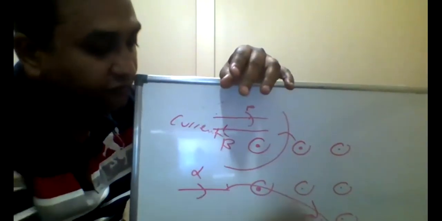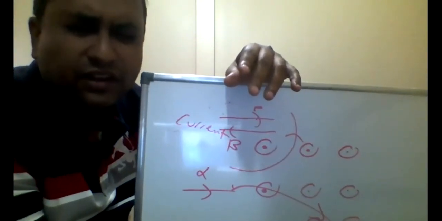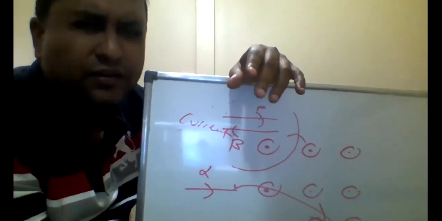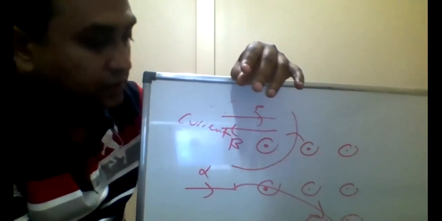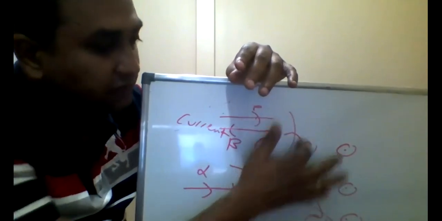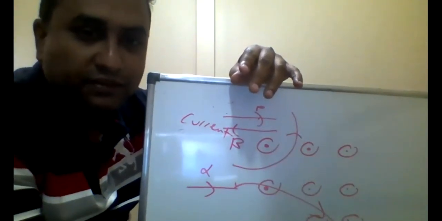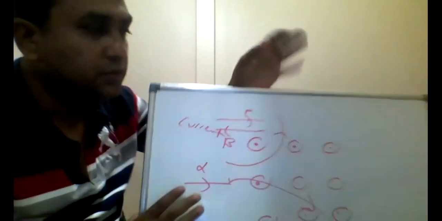Actually, if you know alpha goes down, beta will be up because they have opposite charges. But when you draw, you make sure beta is more curved compared to alpha because of its smaller mass.